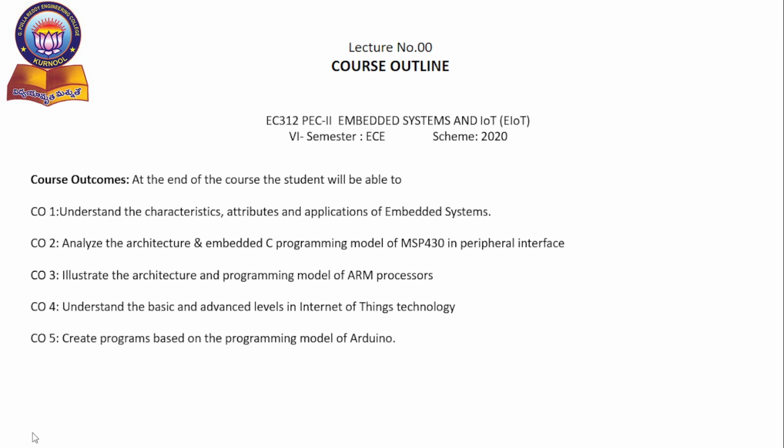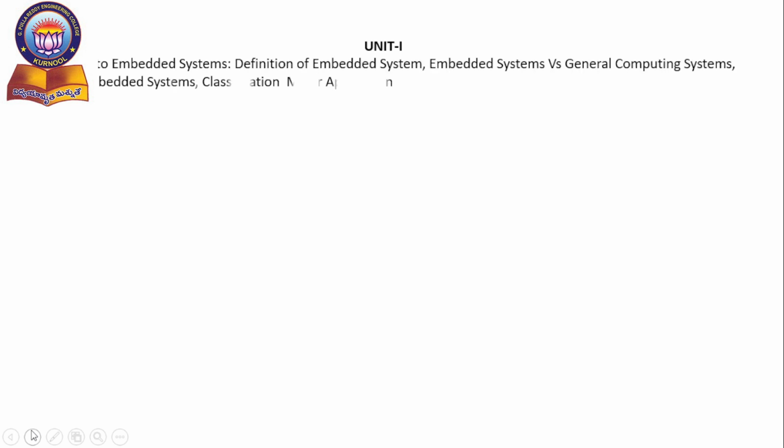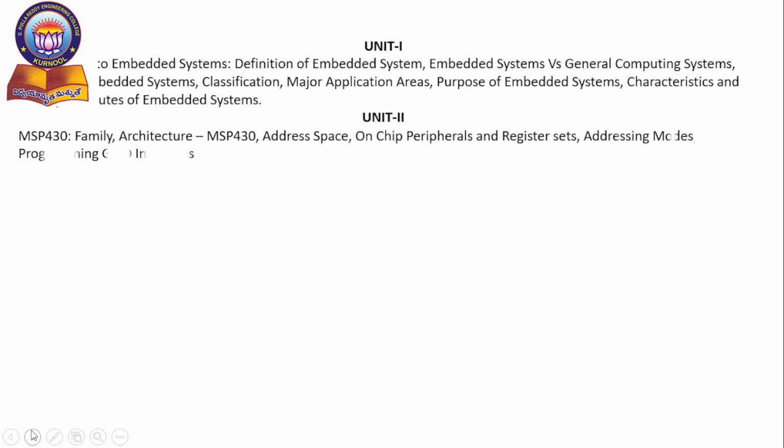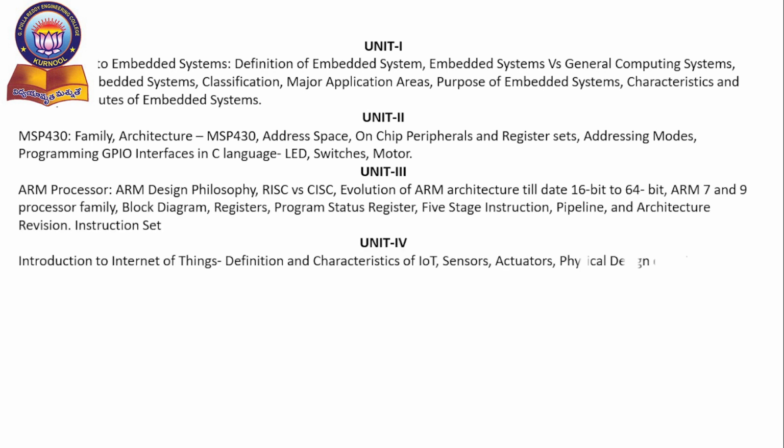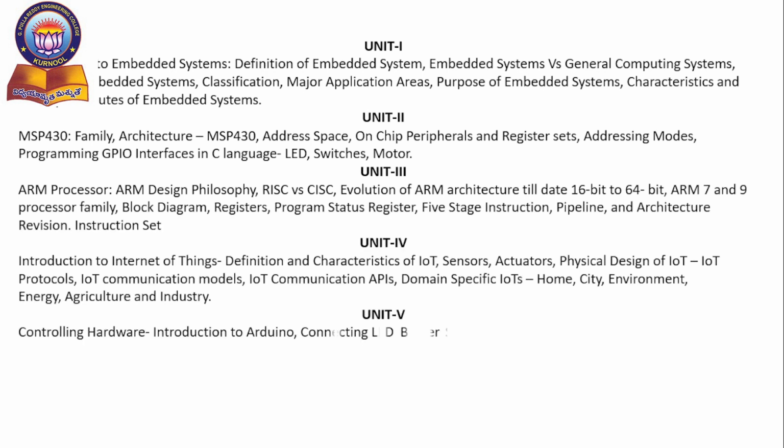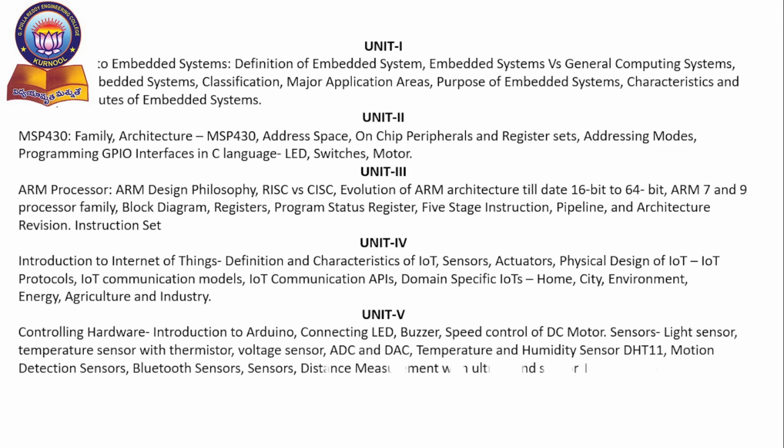Now in continuation, if we look at what is in each unit, the contents are given as per the syllabus. Unit 1 concentrates on the basics of embedded systems: its characteristics, attributes, purpose and applications. This unit will help students understand how society is running with embedded devices and non-embedded devices.